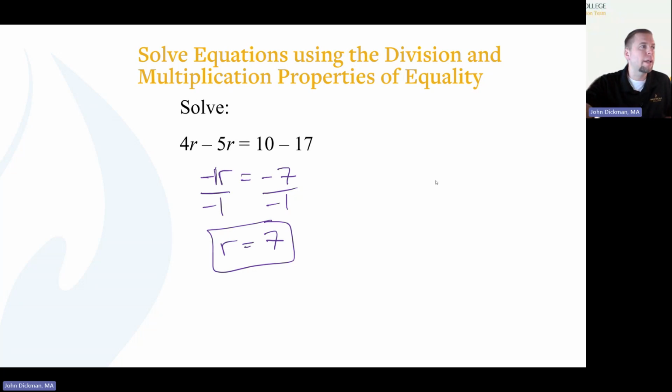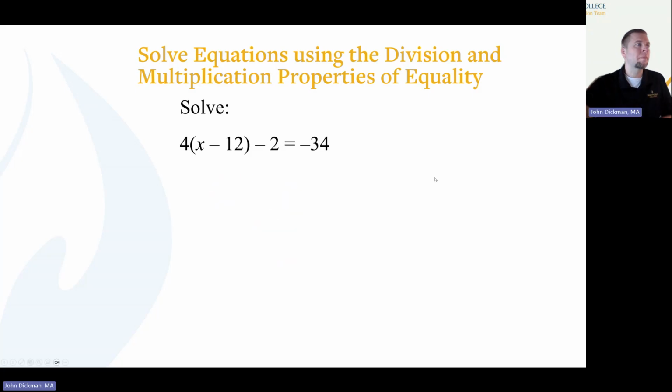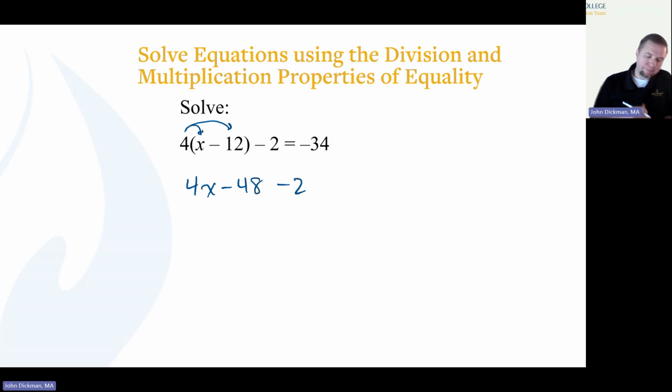All right, moving on to the next one. Again, we want to use the distributive property. We're going to distribute 4 to both the x and the -12. So that's going to give us 4x minus 48 minus the 2 that was already there equals -34. -48 minus 2 is -50.